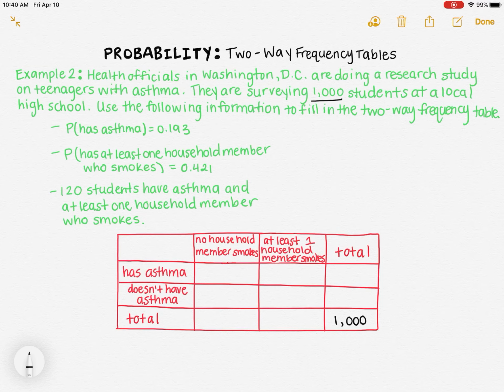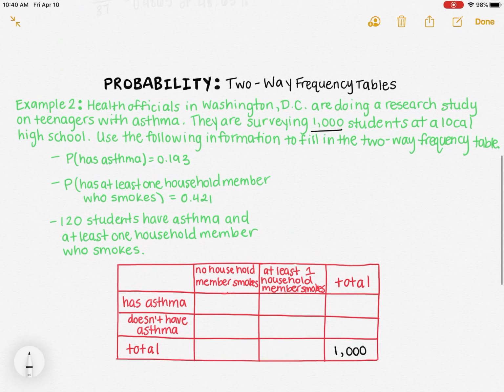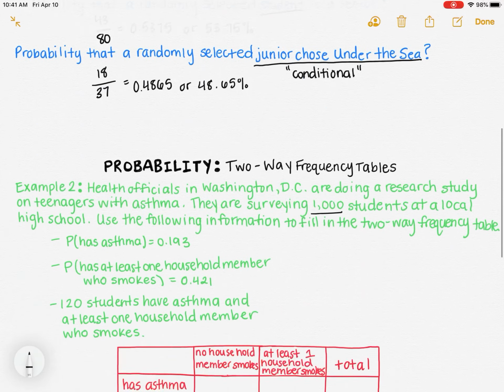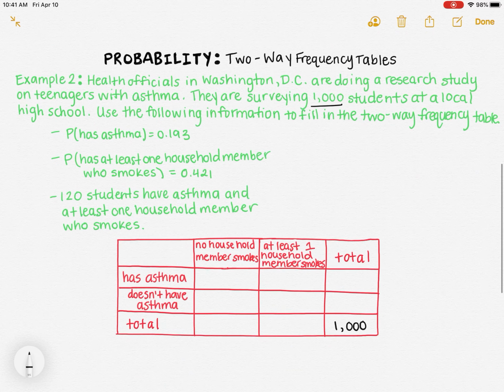Now, the information they're giving us is a little different from last time. They're giving us probabilities as opposed to numbers. So I'm going to have to use this probability to find the number that goes in each box. So for the first one, it says the probability that a student has asthma is 0.193. Well, if you think back, I'm actually going to scroll back to the last example. The way we found that decimal was we took the number of students in the box divided by the total, and that gave us our probability.